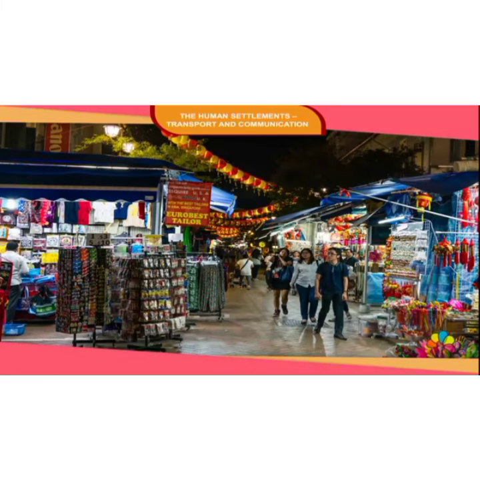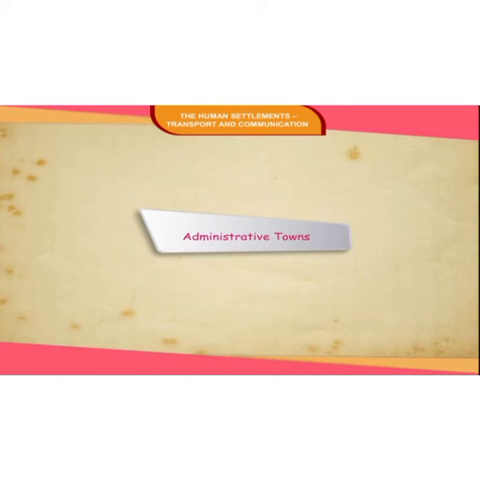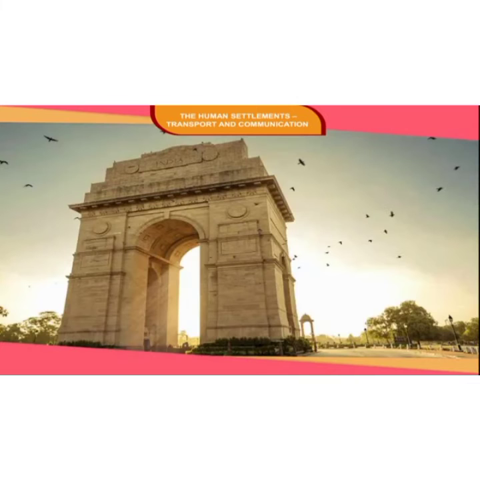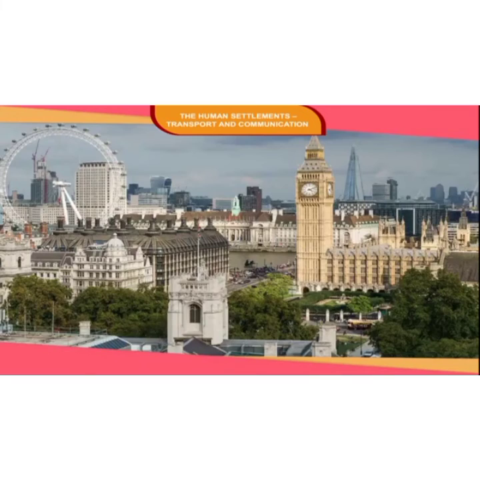Market towns. They act as market sites for the exchange of goods. They are mainly the collection and distribution centers for goods. Administrative towns. Such towns perform the functions of administration. Cities of Delhi, Washington DC, London are some examples.